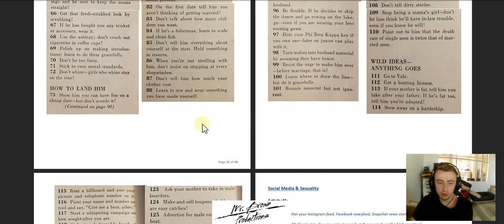So let's say you listed number, I don't know, 100, learn where to draw the line, but do it gracefully. Does that last part, do it gracefully, link to that gender stereotype or idea that women need to be docile, that they need to submit to male authority? Is that the sort of gender social construct that is sitting behind that? So I hope that makes sense.